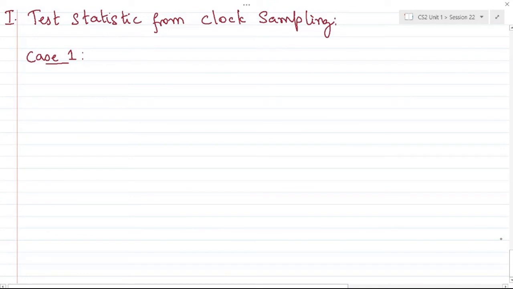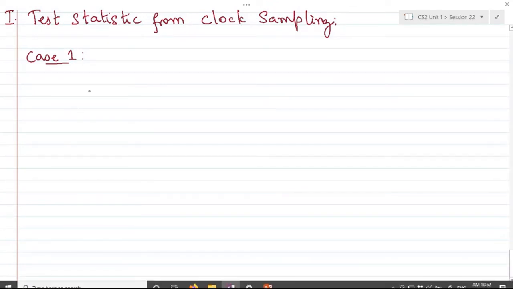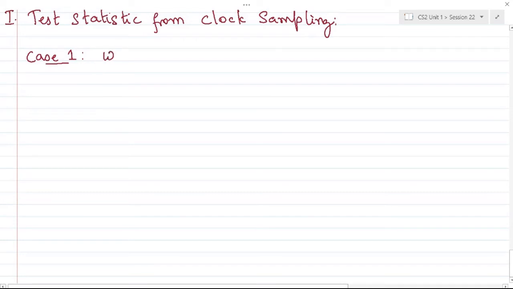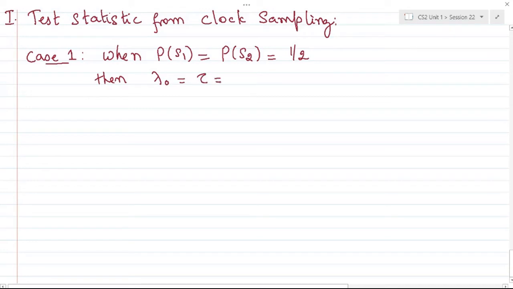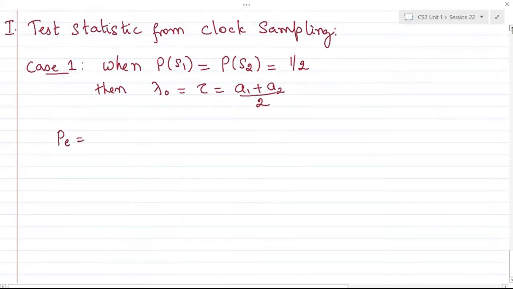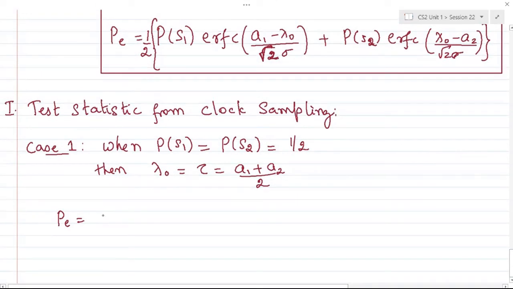So we'll begin with the first case, when the symbols are equiprobable. I have probably already done this, but just for the sake of clarity, I will pick it up again. Then we have seen that this lambda naught will be the mean of A1 and A2, that is, (A1 plus A2) by 2. Then the probability of error applied to this generalized expression would become what? Probability of S1 is half and probability of S2 is half, so half times half is 1 by 4, which is common for both the terms.